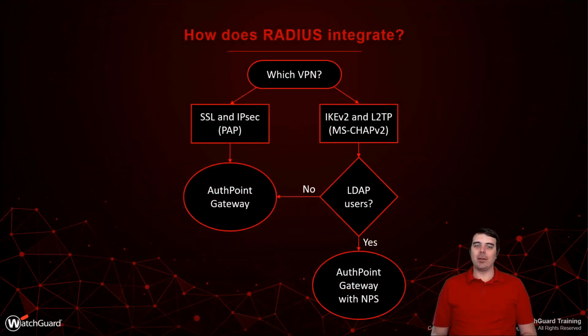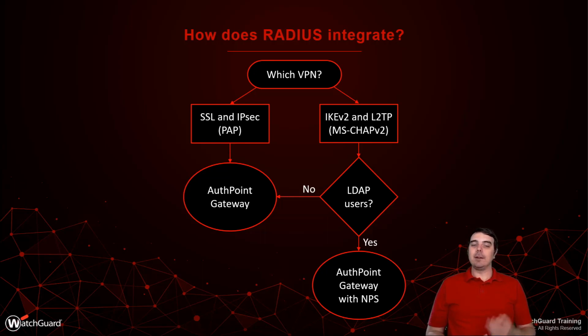Here we can see how the Radius integration with AuthPoint changes depending on which VPN type you are using. Note that this information is based on the mobile VPNs available in a WatchGuard Firebox and may not apply to VPNs available in other devices. The SSL and IPsec VPNs use PAP, so we will simply need to deploy the AuthPoint gateway and configure the Firebox to use that gateway to protect the VPN with MFA.